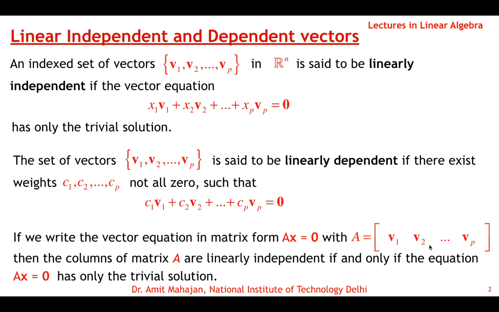If you get any one of the columns as a non-pivot column, then it will have infinitely many solutions, because the corresponding variable will be a free variable, and the homogeneous system will have non-zero solutions. So this set of vectors will become linearly dependent.